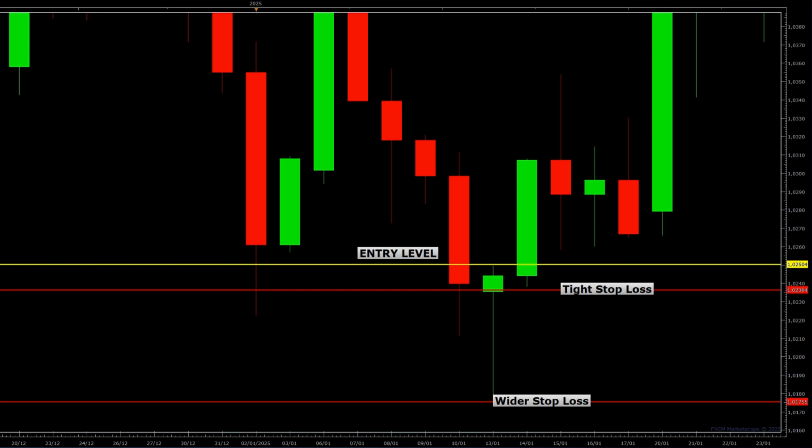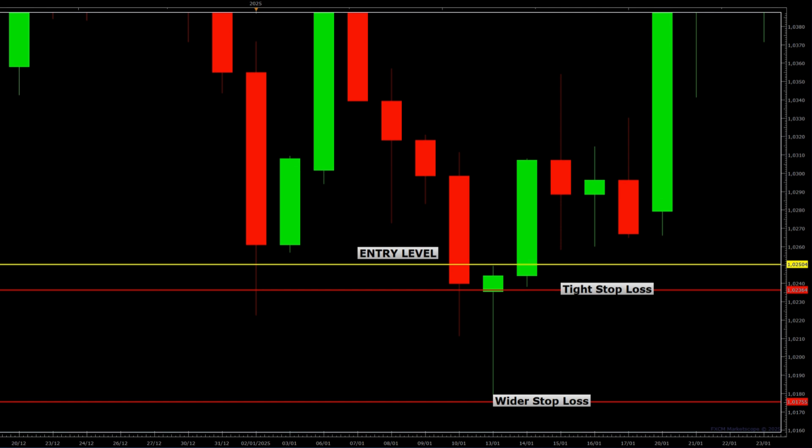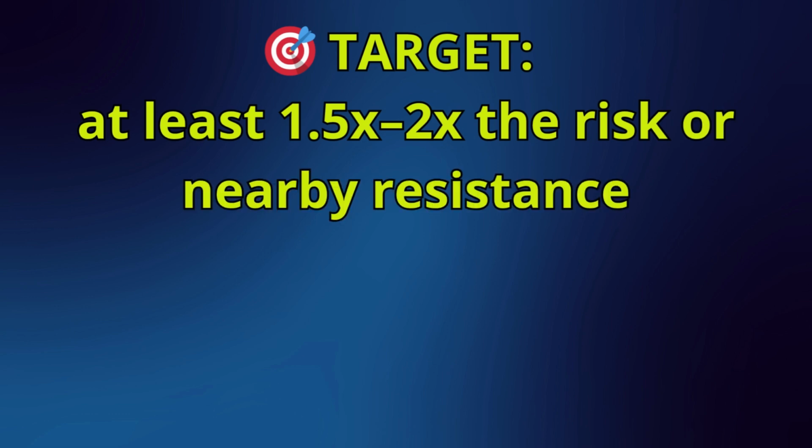Now, let's define our risk and place the stop loss. For our stop loss, the standard placement, or wider stop, goes just below the low of the lizard candle. This is the safest option. A more aggressive, tight stop can be placed just below the low of the entry candle, which reduces risk, but is easier to get hit. For the target, aim for a reward of at least 1.5 to 2 times your risk. Alternatively, you can target a significant nearby resistance level.